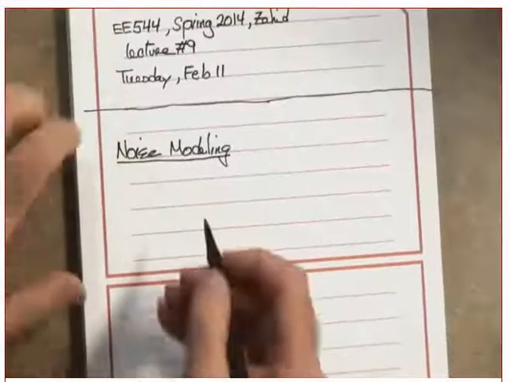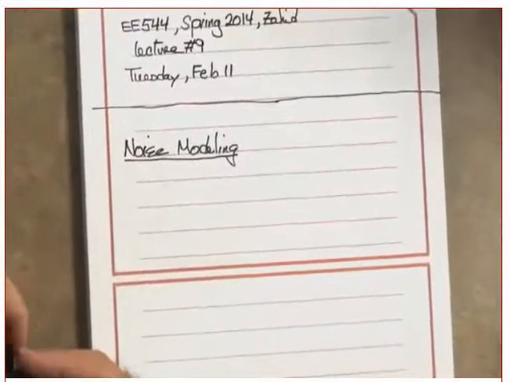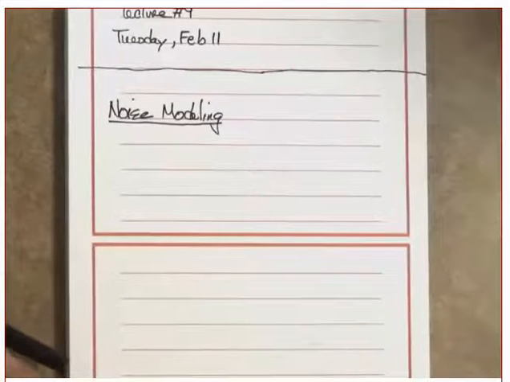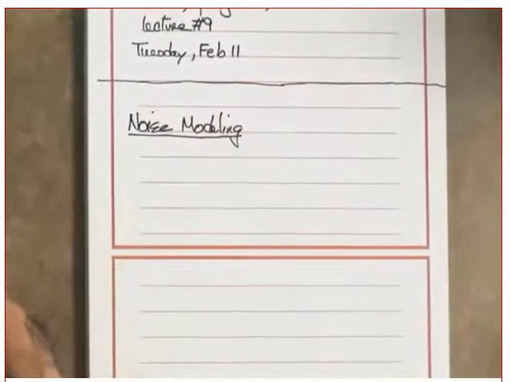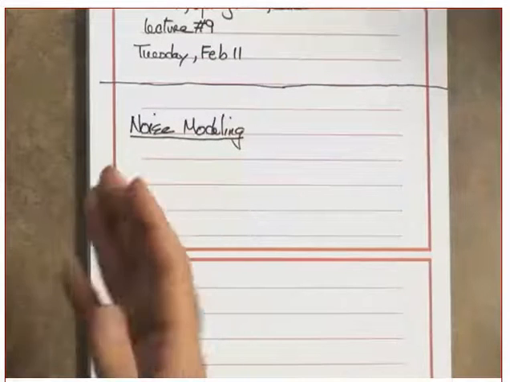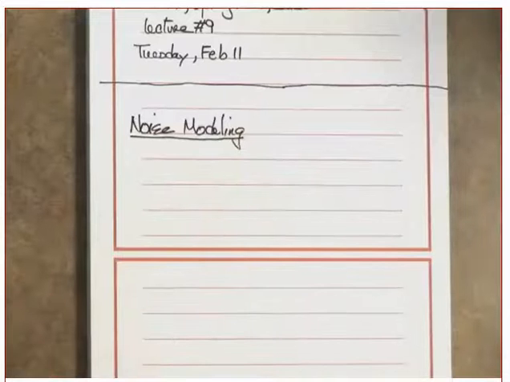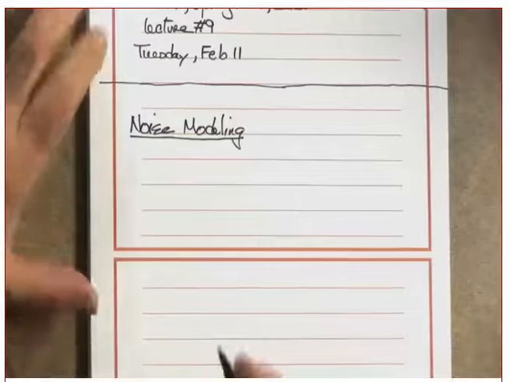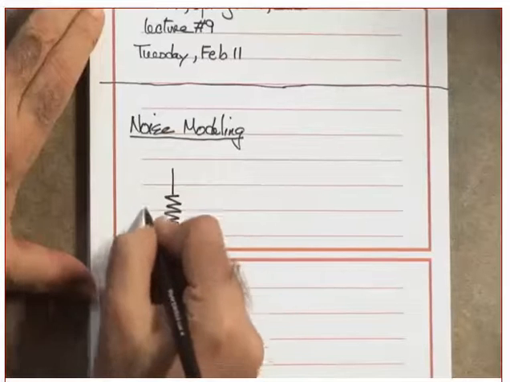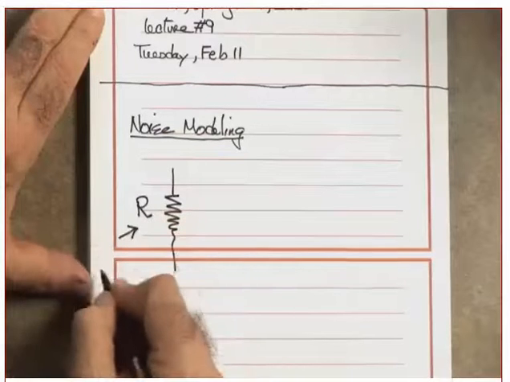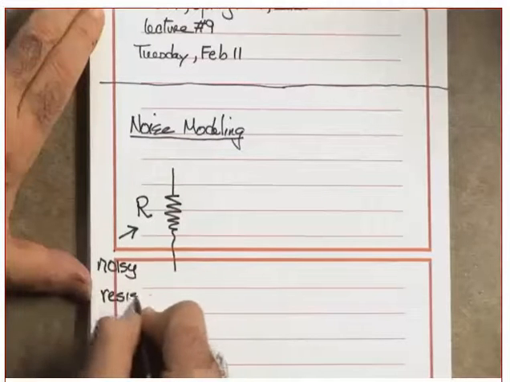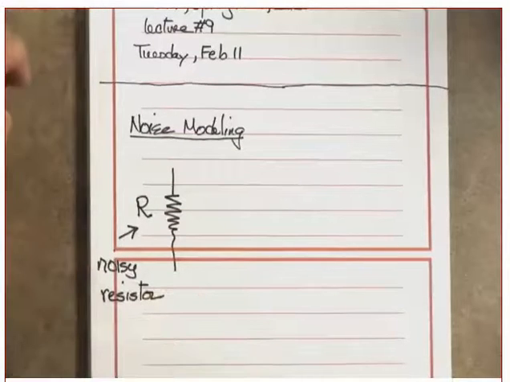Now, first of all, let's understand what we're talking about. Keep in mind, theoretically speaking, a capacitor or an inductor will not provide you with noise. Theoretically speaking, the component that will provide you with noise is the resistor. So now let's understand how we model it. This is a resistor, this is R, and this is a noisy resistor. Clear?